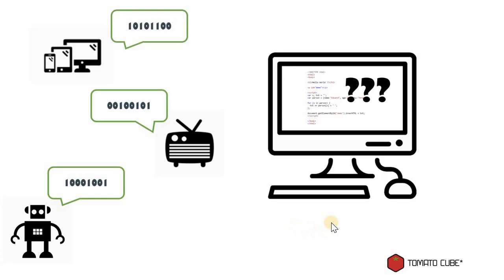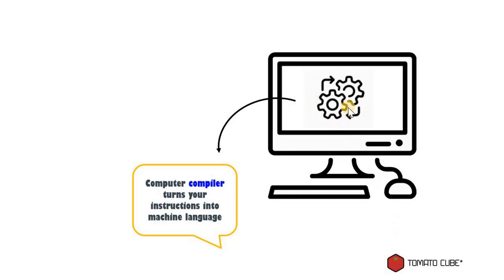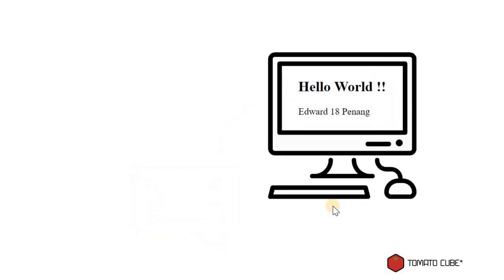This 1 and 0 spoken amongst the machines is also called binary code. So since a computer only understands 1 and 0, how does it understand the code that we wrote for it? A computer has a processor or a compiler which helps to turn our instructions into their machine language, which is in 1 and 0. And once it's in 1s and 0s, the computer will be able to understand it and then perform the actions that we ask it to do. In this case, the computer is displaying the text hello world and also the details about the person.